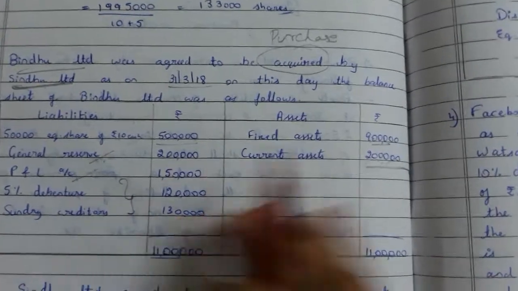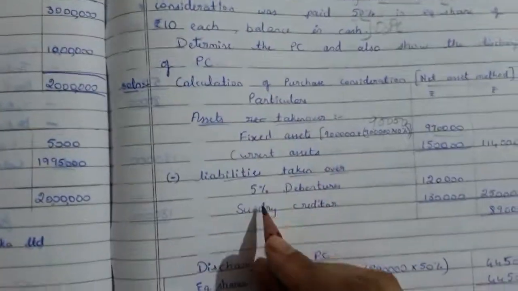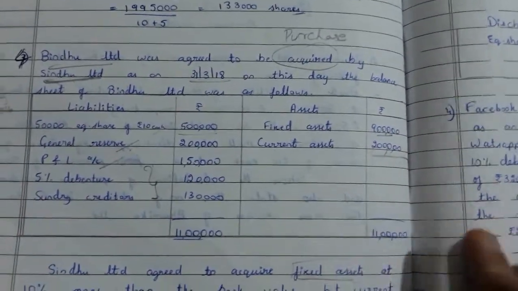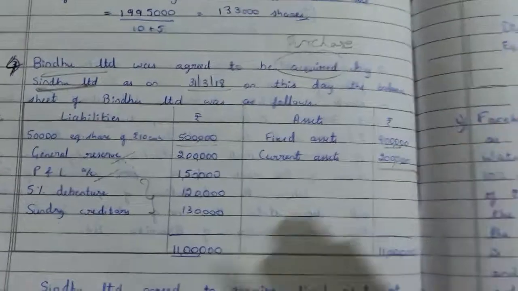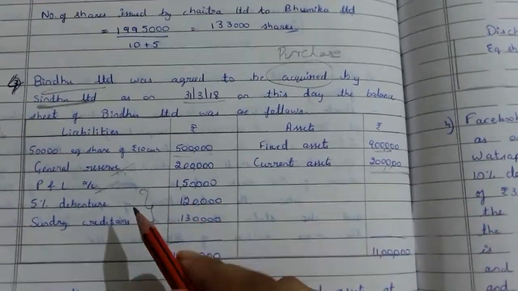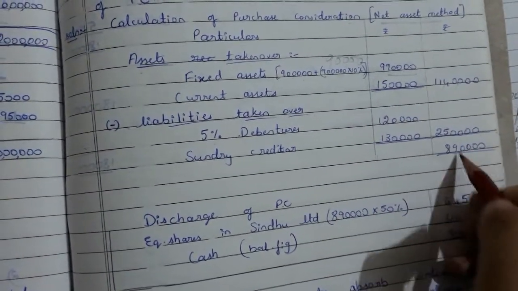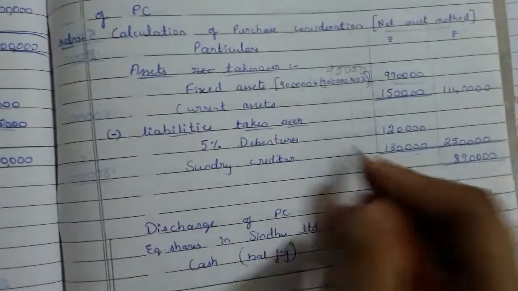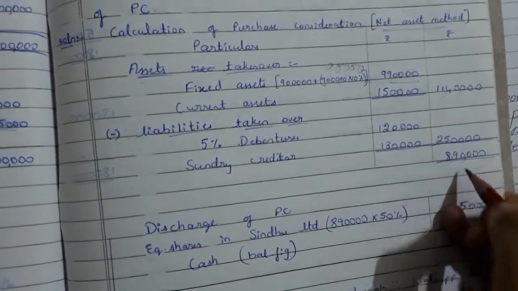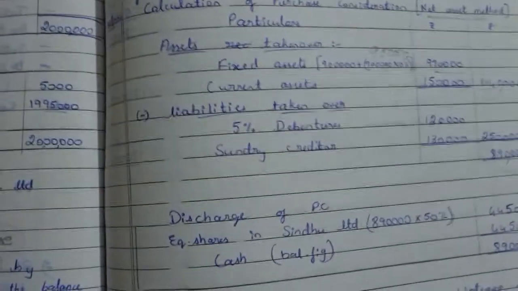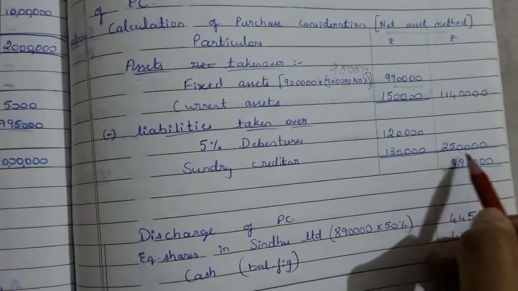So hope you have understood. We will be taking only debentures and creditors here. The debentures and creditors will be taken at the book value itself; assets are given at market value, so we take them at that, but regarding liabilities they are not given anything, so we take the book value, that is the balance sheet value. Now when we deduct this, we get 8,90,000 as the purchase consideration. This is the value to be given by Sindhu Limited to Bindu Limited.